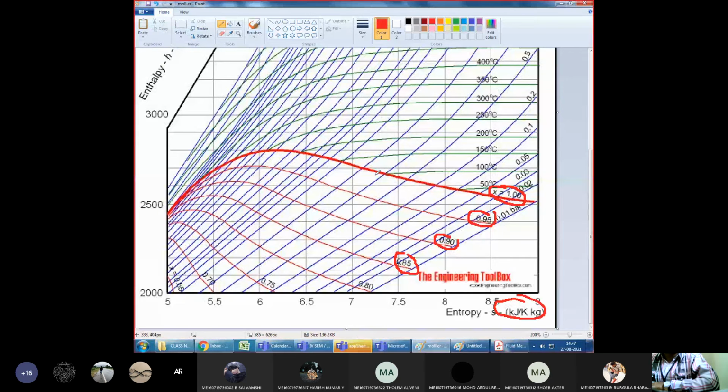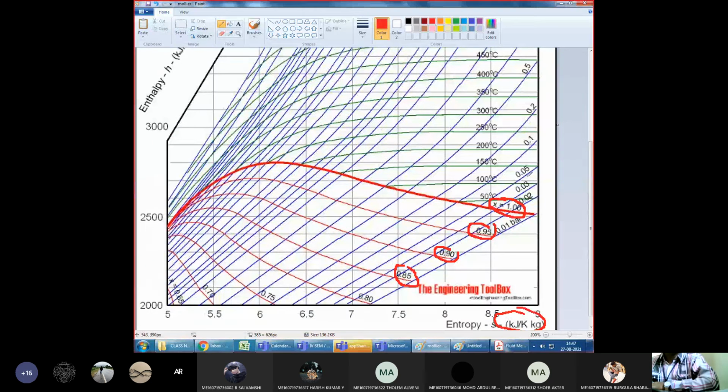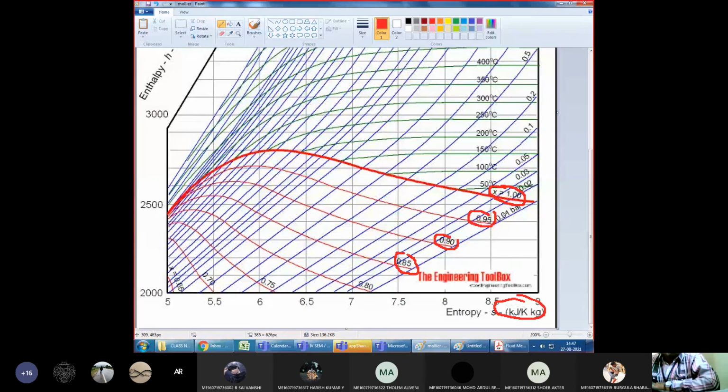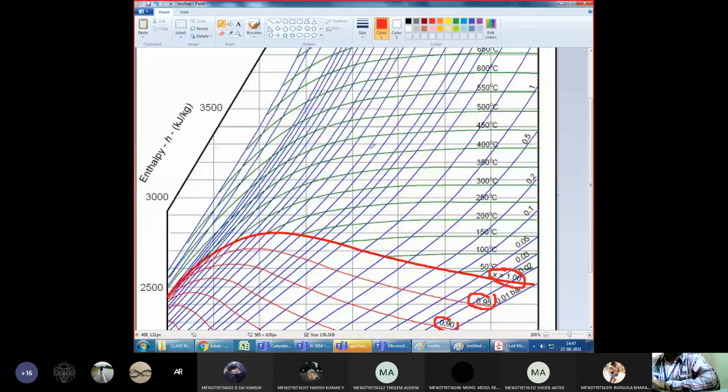So this red colored line is the dryness fraction line, and this blue colored line is the pressure line, constant pressure lines. We can see this is 0.01 bar, which means along this line, wherever you pick a point, the pressure is equal to 0.01 bar. You can see 0.1, 0.2, 0.5. This is 1 bar, 2 bar, 4 bar, then 10, 20, 50, 100, 200, 500 bar. And you can see one more line, the green colored line. These are the constant temperature lines, or isothermals.